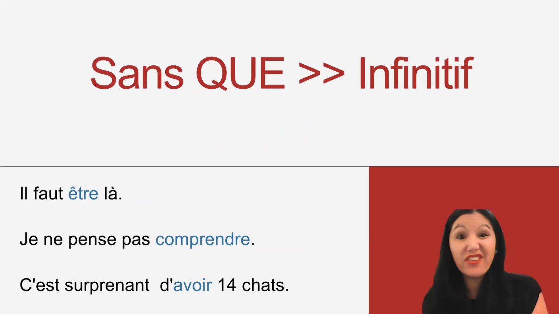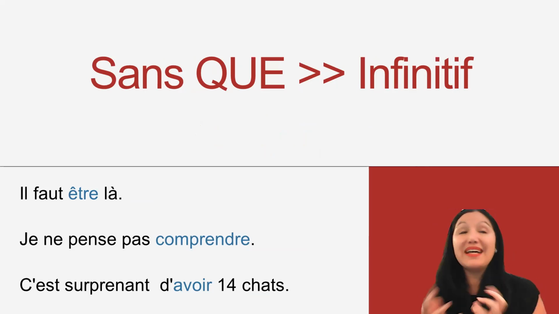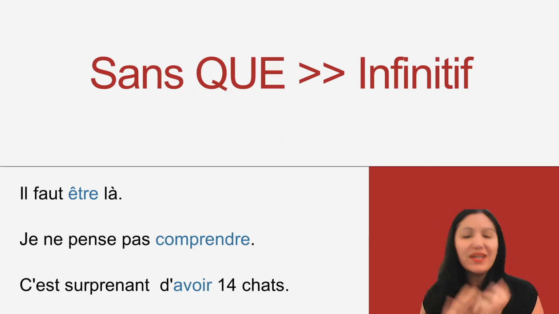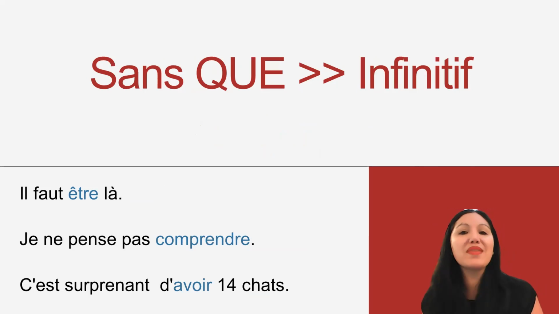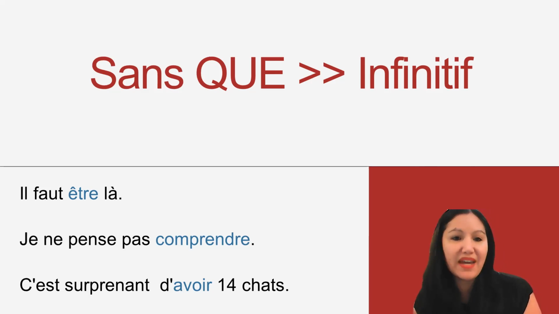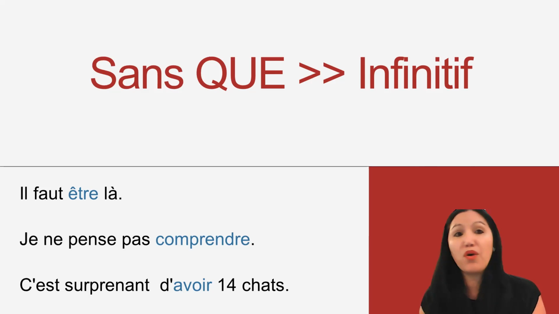When the que is not there, you can simply use the infinitive. And sometimes it won't be an equivalent sentence. So here are similar sentences without the que, sans que. Remember to put an infinitive afterwards. Il faut être là. It's necessary to be there. Je ne pense pas comprendre. I don't think I'm understanding.